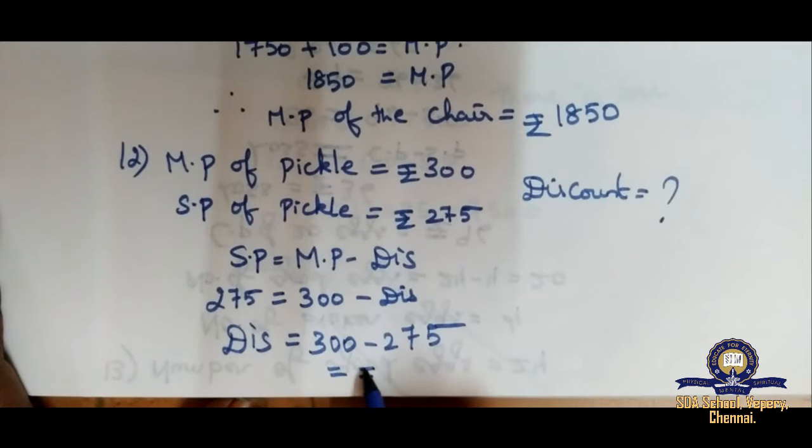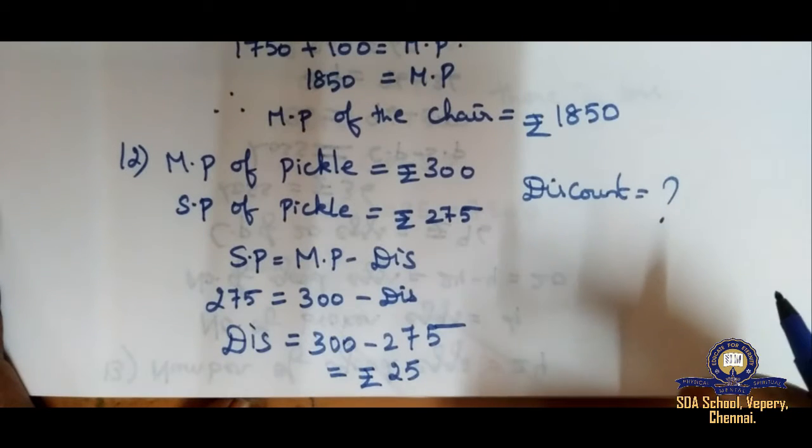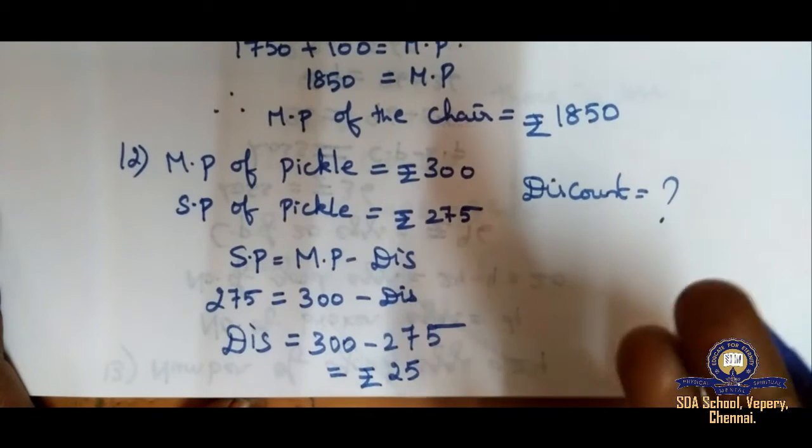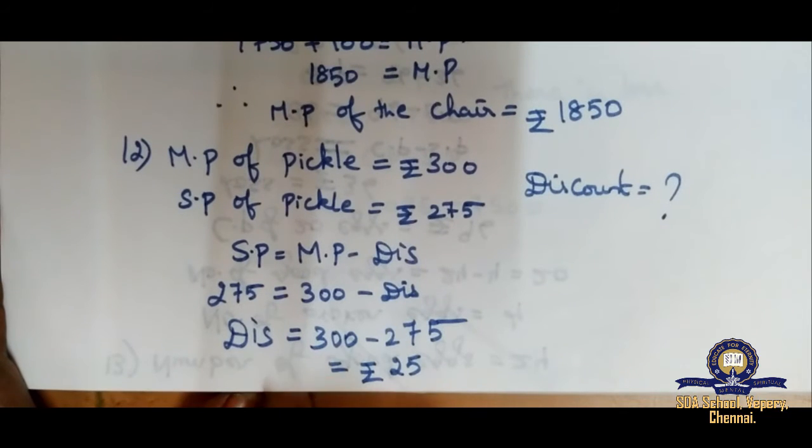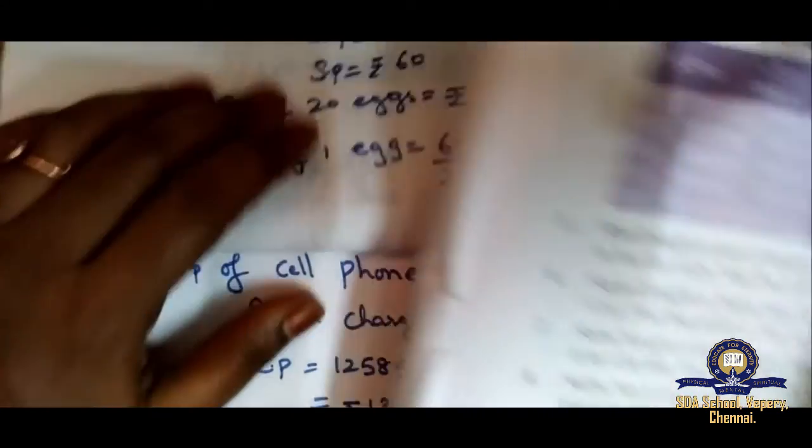300 minus 275 is, what is the answer? 25 rupees. 280, 290, 300, that means 20 and 5 rupees. So the discount she has given for the pickle per pack is equal to rupees 25. Yes. We will move to the 13th sum.